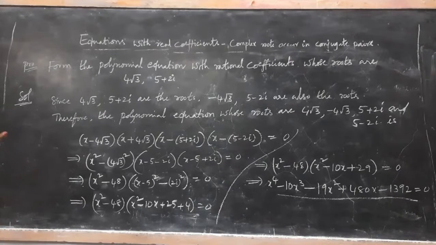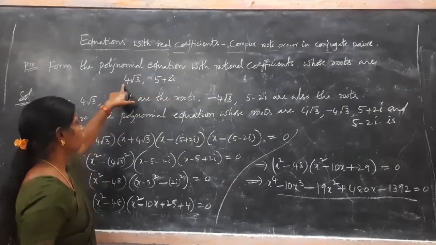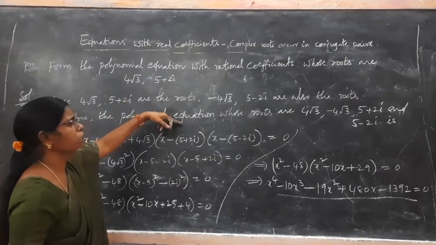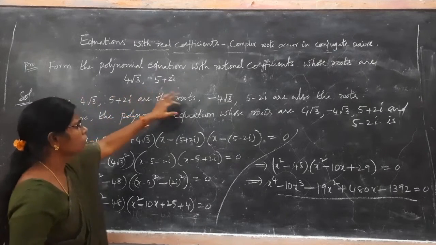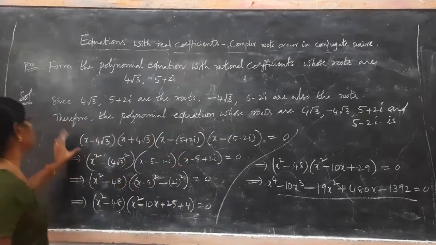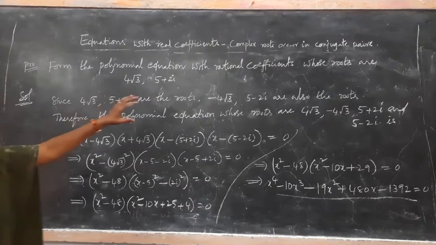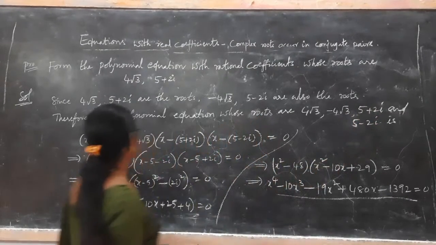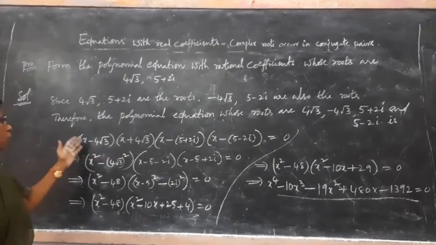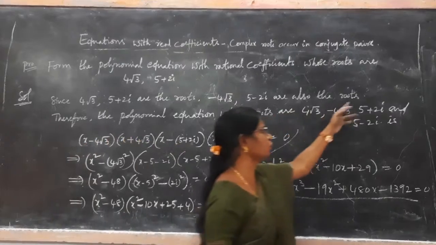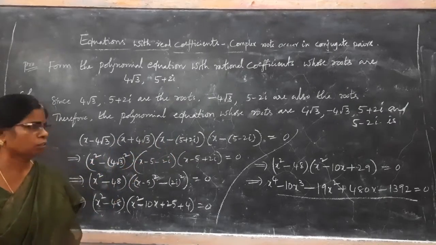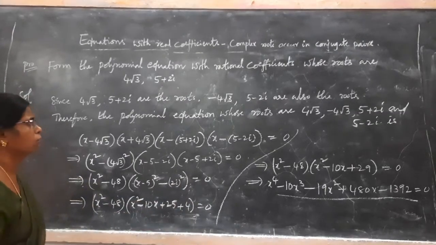See here, form the polynomial equation with rational coefficients whose roots are given. Since one root is irrational and another is a complex number, their conjugates are also roots. If they are the roots, then their conjugates are also the roots. Therefore the polynomial equation whose roots are 4 root 3, minus 4 root 3, 5 plus 2i and 5 minus 2i is obtained by writing (x minus alpha 1)(x minus alpha 2)(x minus alpha 3)(x minus alpha 4), and simplifying, you get the polynomial equation.